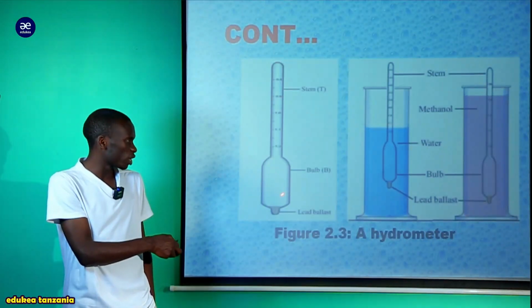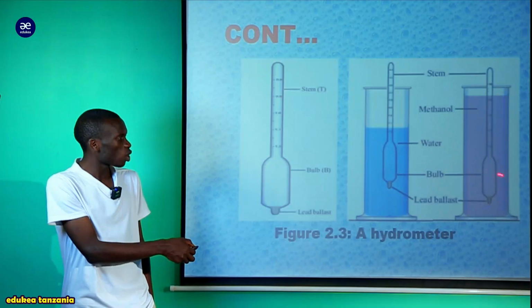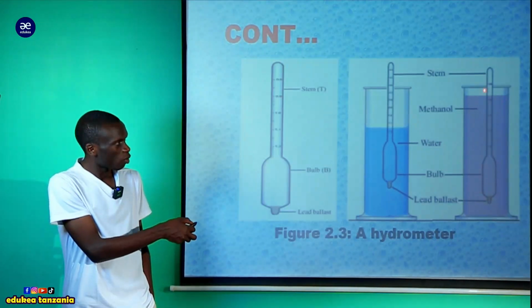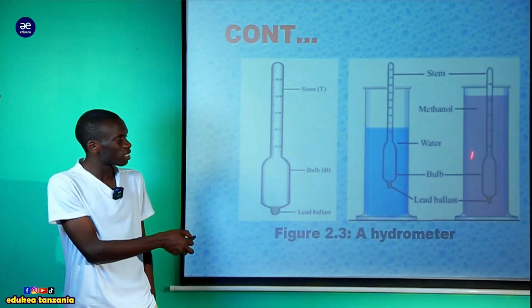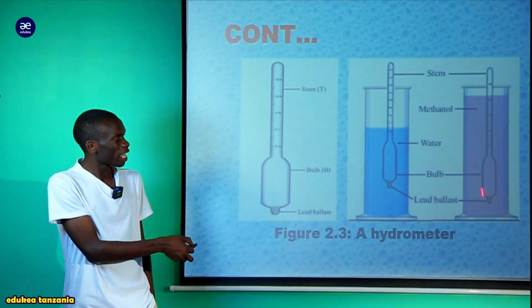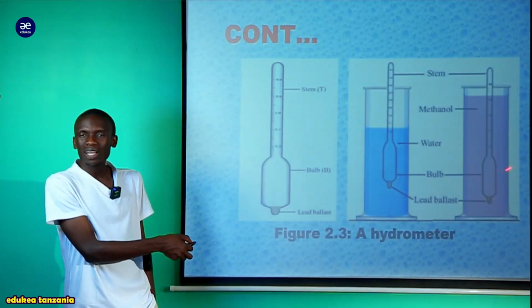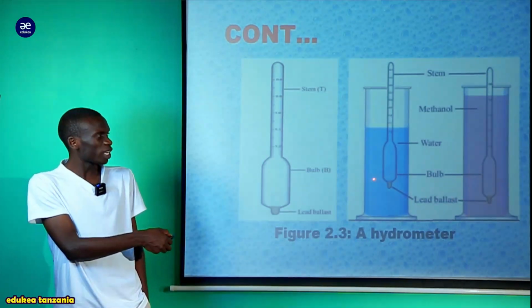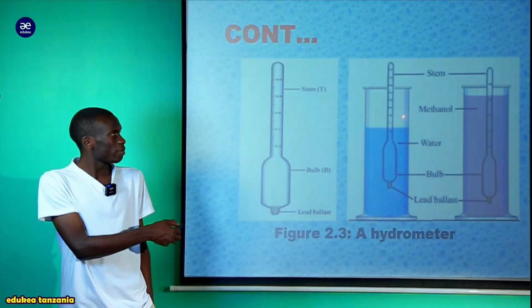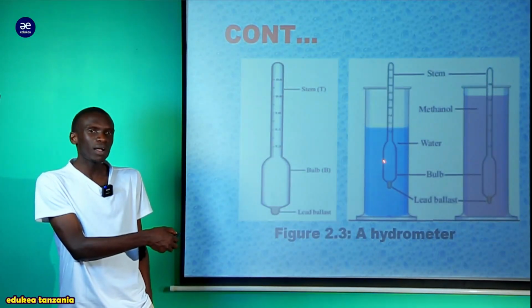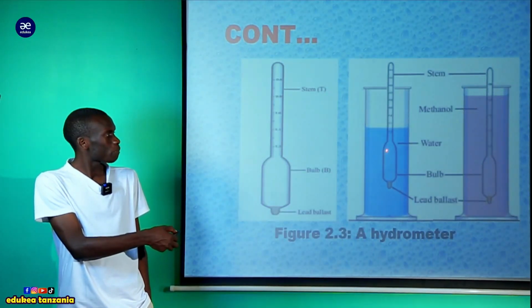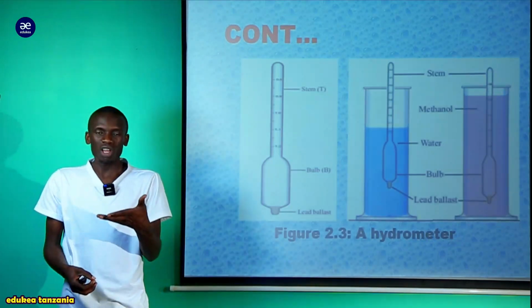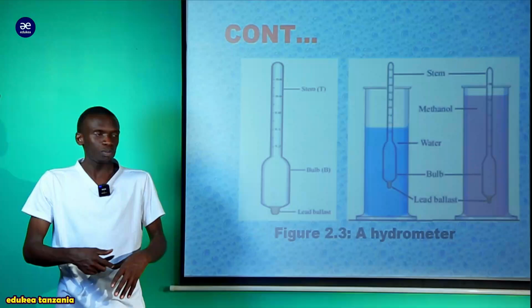Amount kubwa ya liquid. Kukiangalia hapo kwa mfano una ethanol, una water. Ethanol, kwenye ethanol unakuta hii imezama sana. Ime displace amount kubwa ya ethanol kwa sababu ina density ndogo. Lakini hapa ambayo inakuta density kubwa kuliko ethanol, methanol imeweza kuifanya hii hydrometer kuweza kuzama kwa kiwango kidogo, kwa maji iliyo displace imeishia hapa.